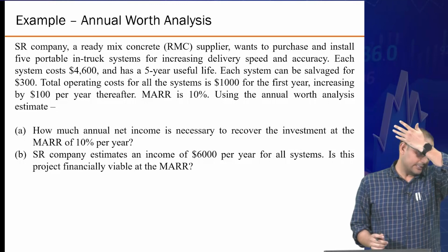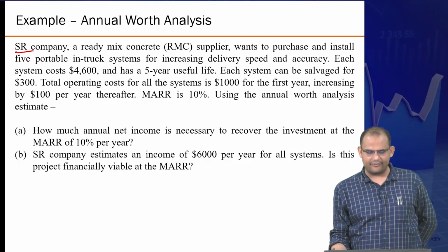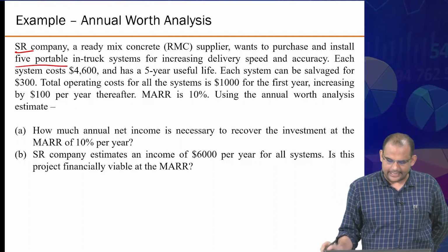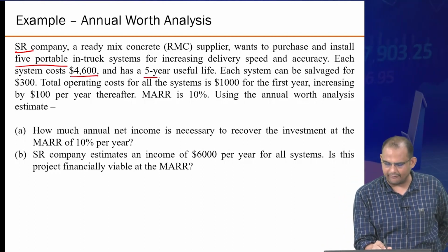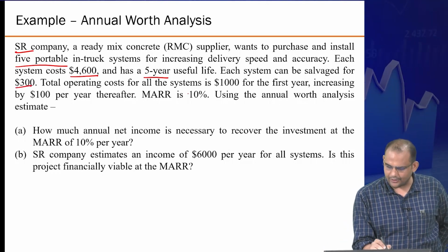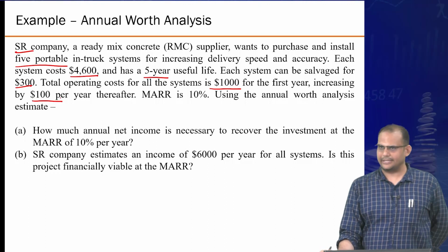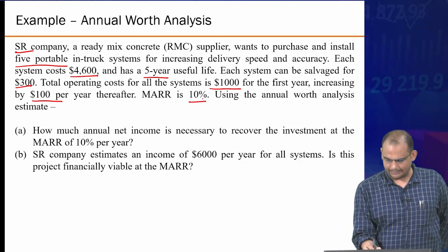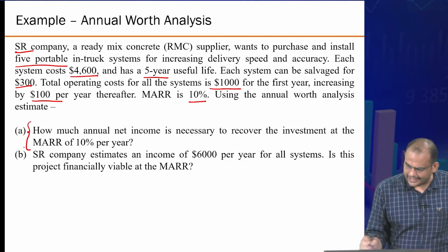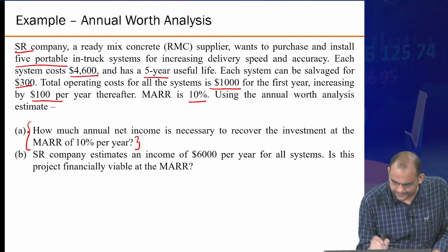So let's look at the question. SR company, which is a ready mix concrete supplier, wants to purchase and install 5 portable in-truck systems for increasing delivery speed and accuracy, right? Each system costs about $4,600 and has a 5-year useful life. Each system can be salvaged for $300. The operating cost for all the systems is $1,000 for the first year, increasing by 100 per year thereafter, right? MARR is 10%. Using the annual worth analysis, estimate how much annual net income is necessary to recover the investment at an MARR of 10% per year.